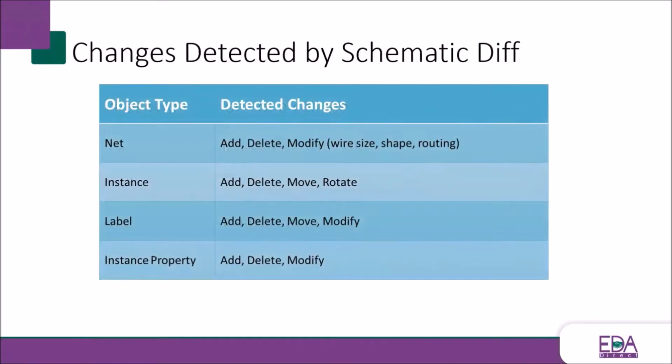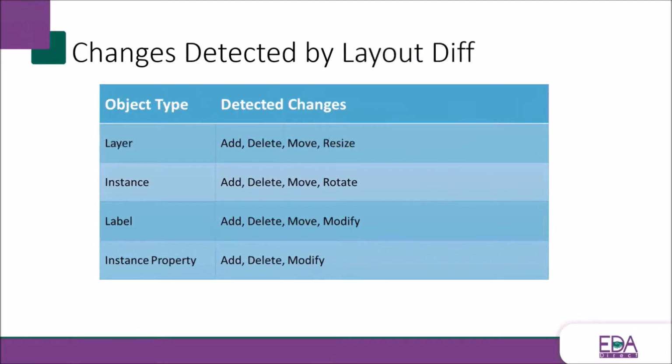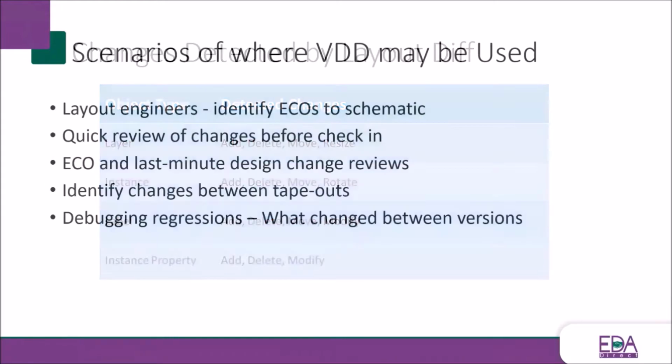So what are the changes that are detected at the schematic level? It identifies nets, instance changes, labels, and instance properties, whether something has been added, deleted, or modified. At the layout level, we identify changes to the layer, the instance, the label, and the instance property. Again, if anything has been added, deleted, moved, or modified, and in some cases resized.